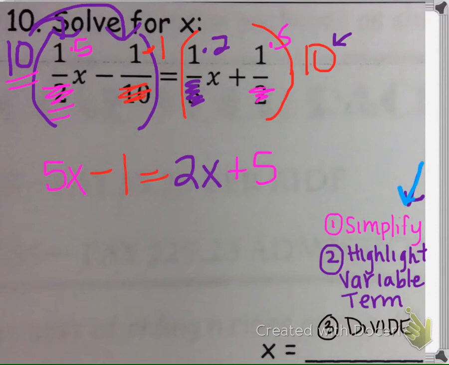So now I'm going to go ahead and continue the steps here. Now that I have no fractions, I can't simplify. This and this are on opposite sides, so I can't put them together and make 7x. Next, it says to highlight the variable term, but I have a problem. I can't highlight both. I can only have one term highlighted. So I need to get rid of one of them. It does not matter which one, so I'm going to go ahead and subtract 2x from both sides.